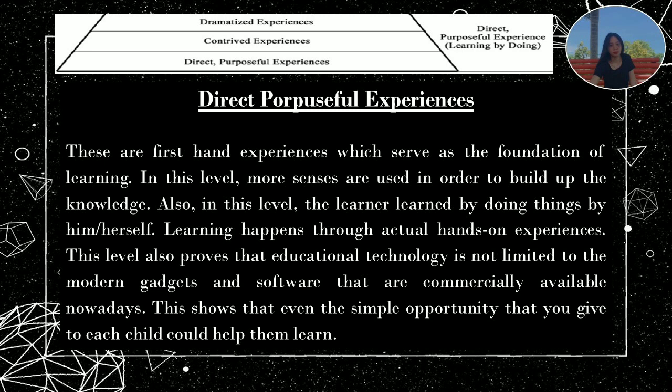In this level, more senses are used in order to build up the knowledge. Also, in this level, the learner learns by doing things by him or herself. Learning happens through actual hands-on experiences. This level also proves that educational technology is not limited to the modern gadgets and software that are commercially available nowadays. This shows that even the simple opportunity that you give to each child could help them learn.